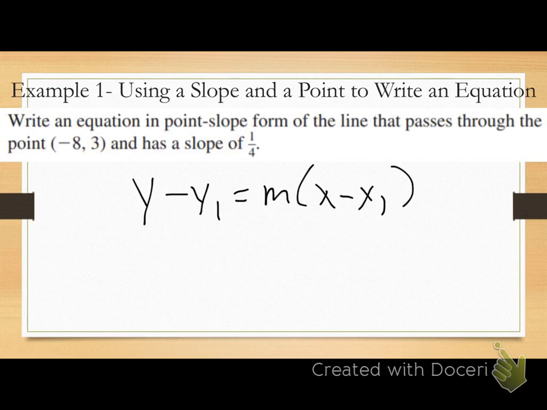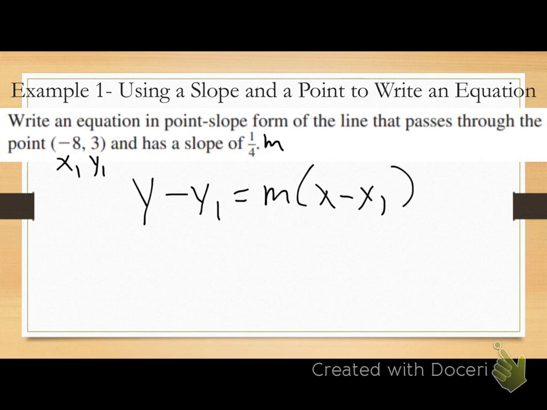So, my ordered pair, what does that represent? X1, Y1. So -8 is my X1 value. 3 is my Y1 value. And then what does my slope of 1/4 represent? M. So I'm plugging those values into my formula.